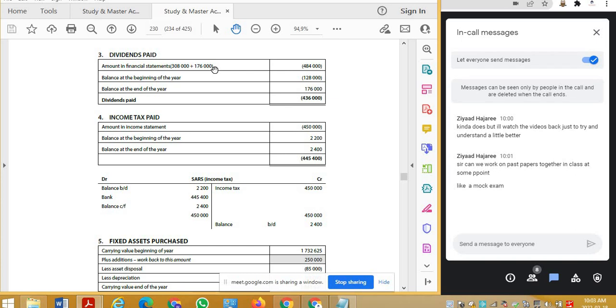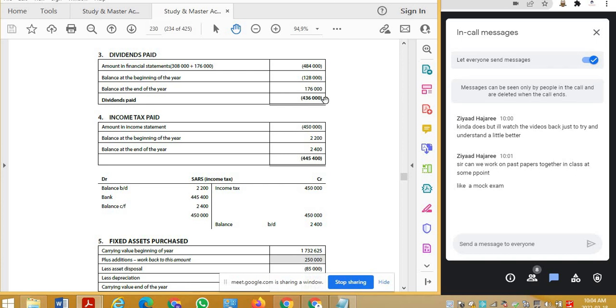See, on the financial statements, you need to first add everything that was declared. The 308,000 was paid also, so that doesn't show on the liability. So you add it back and then take off your opening and closing balances. That's how you would get your dividends paid. This is the amount declared, and then the balance at the beginning of the year, and you add back the balance at the end of the year. And this will give you your dividends paid. This is the amount that will be on the cash flow statement.